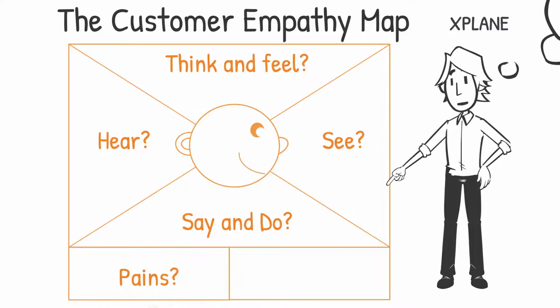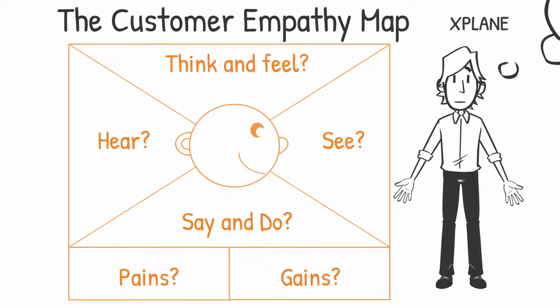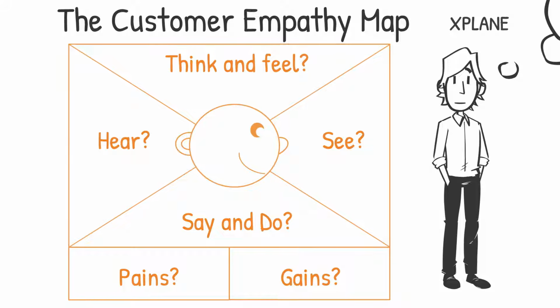Next, we consider their pains and potential gains. What are their fears, problems, challenges, or the frustrations that they have? What obstacles might be getting in their way? What is it that they want to achieve? How do they measure success? And what do they aspire to? What might they be doing to achieve their goals?